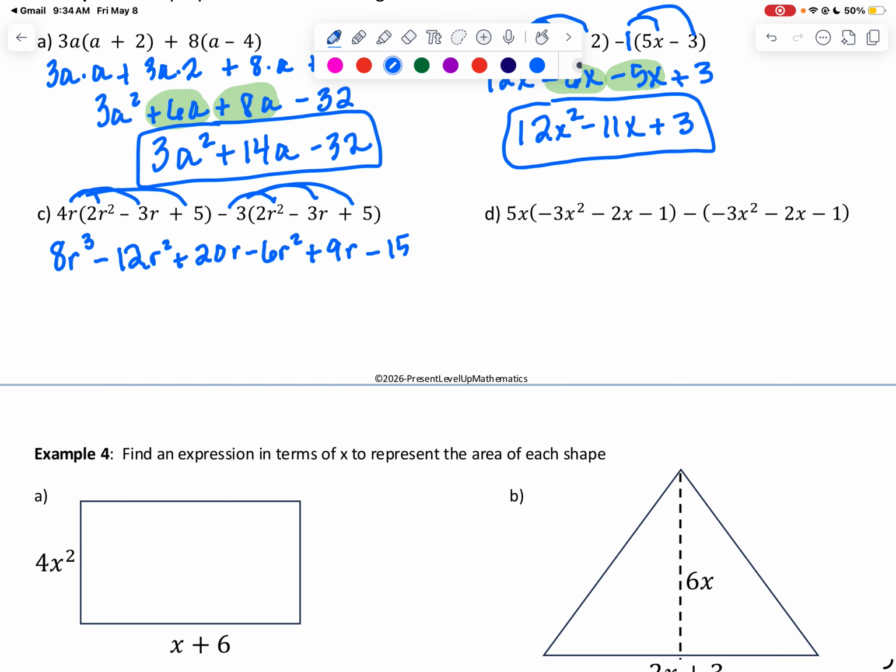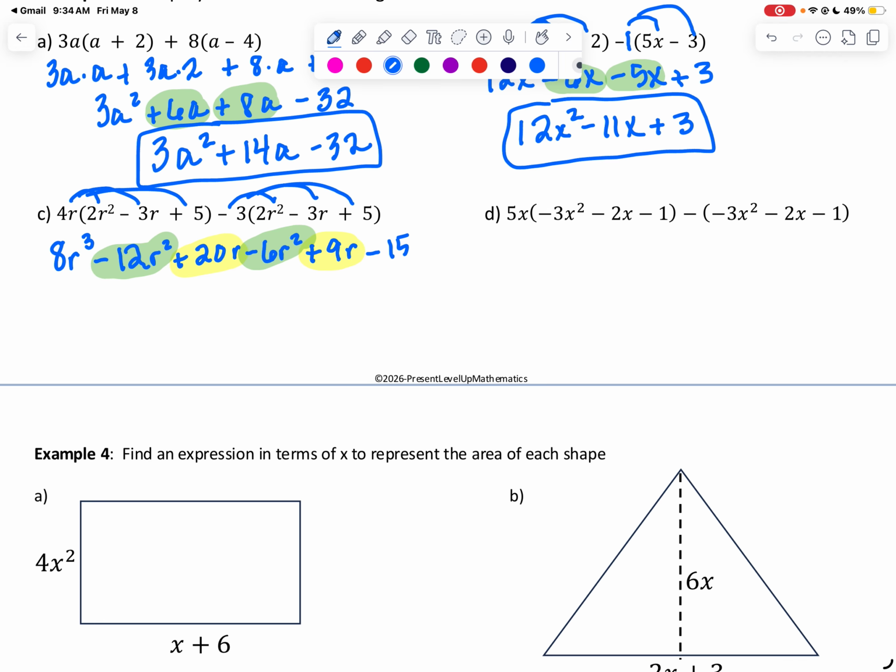Now, we're going to see if we have any like terms. So 8r cubed, I think that's the only r cubed, all right? So nothing to combine it with. Then we have negative 12r squared. Well, I'm noticing right off the bat, I have an r squared term here and an r squared term here. So those can be combined. Then we have a 20r, and I'm noticing I also have a 9r. So those can be combined.